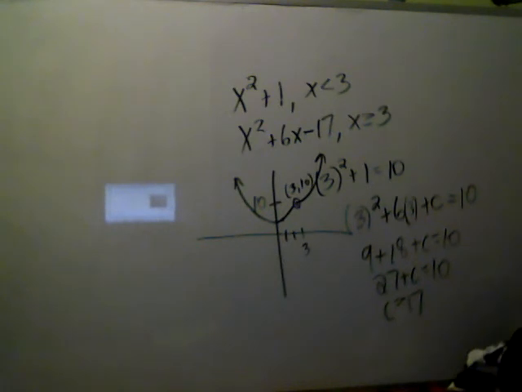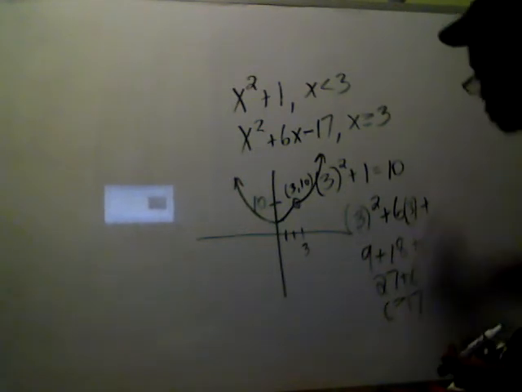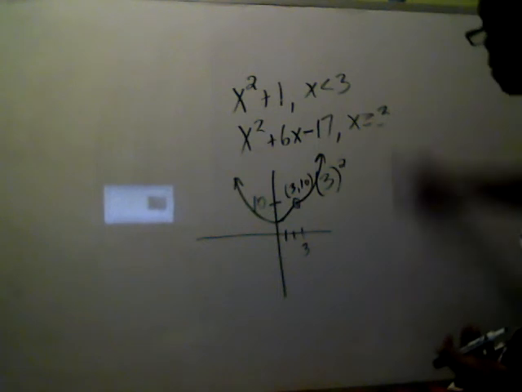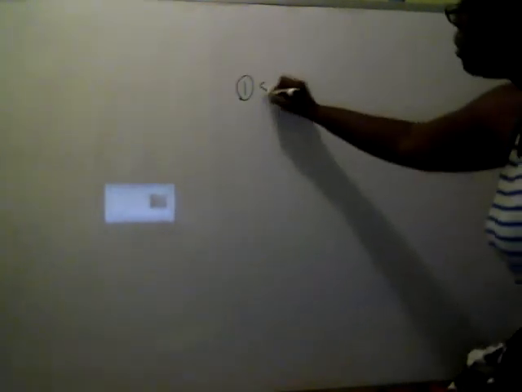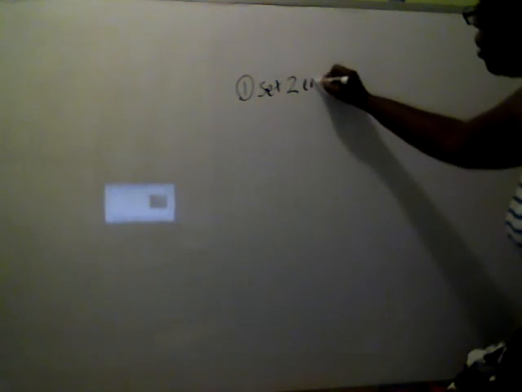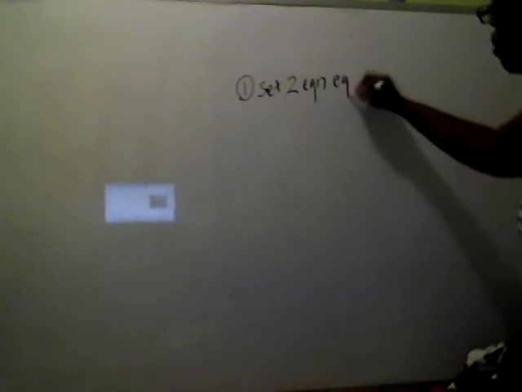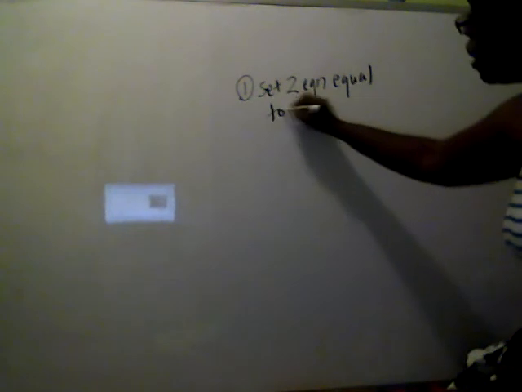The easiest way to do it is just set the two equations equal to each other. And that will work every single time, even if it's a really complicated problem. So I'll show you that same equation, but with the easier approach. So the first thing we want to do, if we talk about it in steps, is we just set the two equations equal to each other.